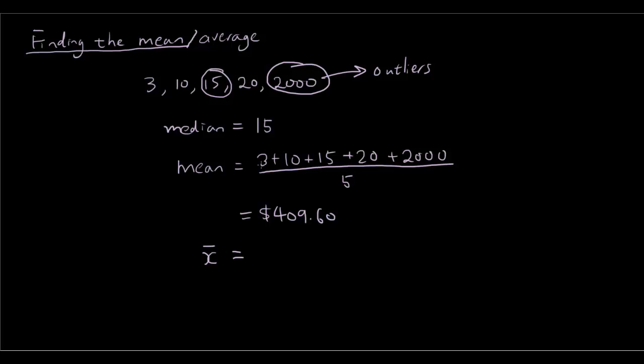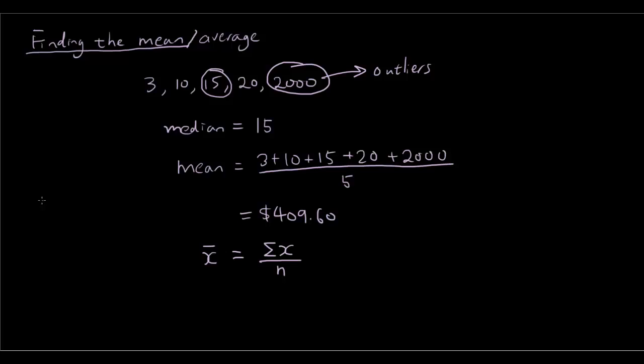Now when we add all the numbers together, the symbol for that is sum. This symbol here, which looks like an E, actually means sum, the total. So basically the sum of all the x values. Each of these numbers is an x, so we're adding all the x's together, divided by n. N represents how many numbers there are.